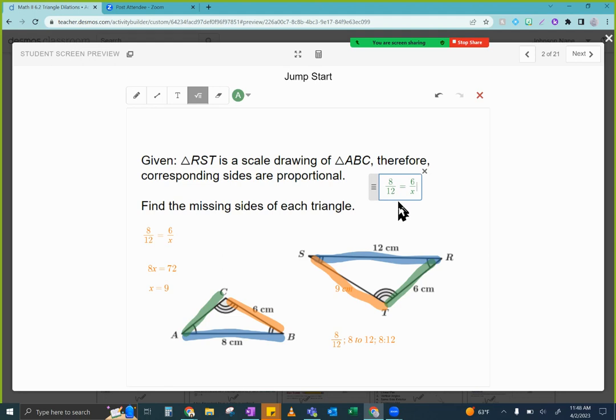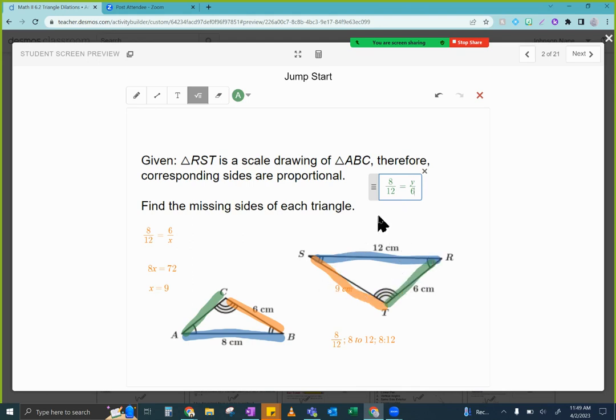So 8/12 is still there. But now this 6 is on the big triangle, so it has to match up with the 12. So it goes down here. So we have y divided by 6. I should use y or some other letter so we don't confuse you. So this right here is y. And why did I put a 6 on the denominator here? Because the 6 was part of the bigger triangle.